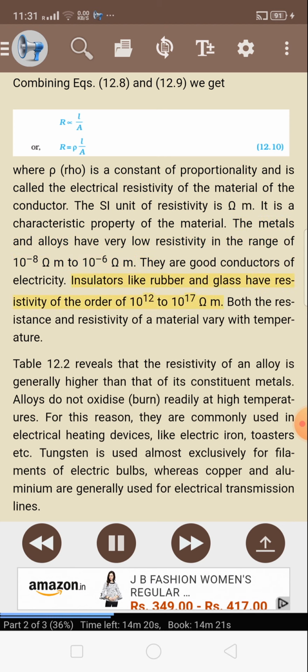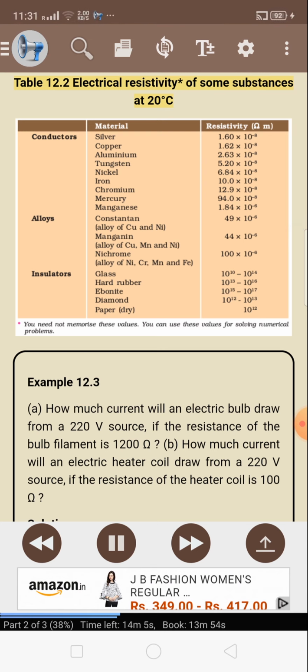Table 12.2 reveals that the resistivity of an alloy is generally higher than that of its constituent metals. Alloys do not oxidize or burn readily at high temperatures. For this reason, they are commonly used in electrical heating devices like electric iron, toasters, etc. Tungsten is used almost exclusively for filaments of electric bulbs, whereas copper and aluminium are generally used for electrical transmission lines. Table 12.2: electrical resistivity of some substances at 20 degrees Celsius.